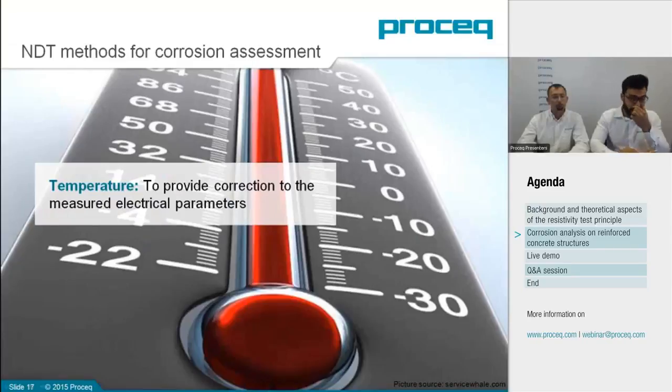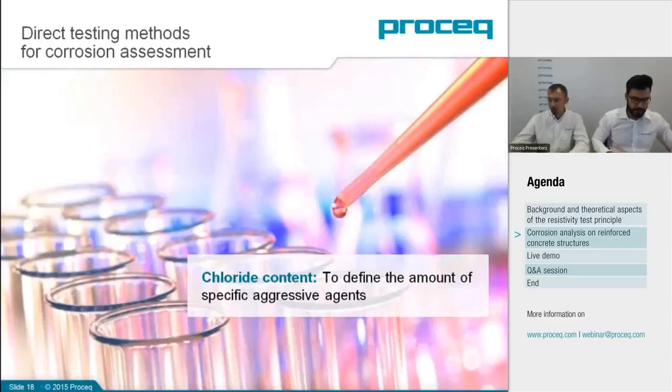Thirdly, we talked about the environment. One of the most important environmental factors is the temperature that we're dealing with, because temperature provides the correction to the measured electrical parameters. So that's again very, very important for us. So these are maybe four NDT methods that we could use to identify the possibility of having corrosion.